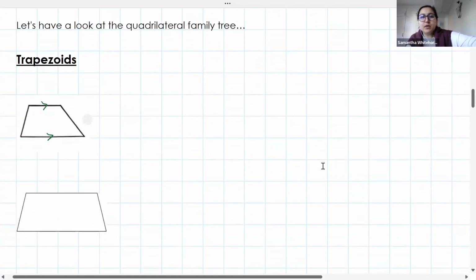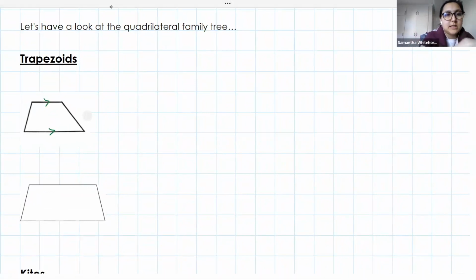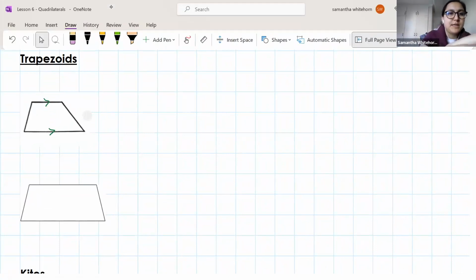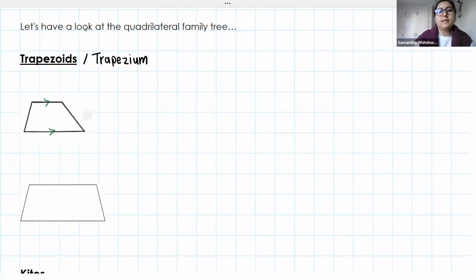All right, so the first quad that we're going to have a look at are our trapezoids, or we can call them trapeziums. It means exactly the same thing. Trapezoid, trapezium, same shape. Really just depends what you prefer. Alrighty, so can anyone on the chat give me a characteristic of a trapezium or of a trapezoid? So what is a unique characteristic that makes a trapezium a trapezium?